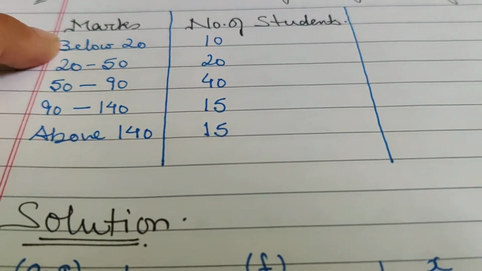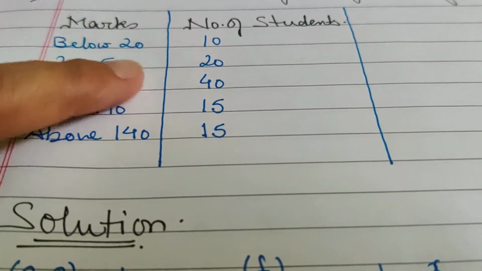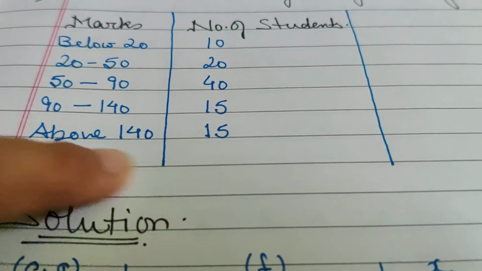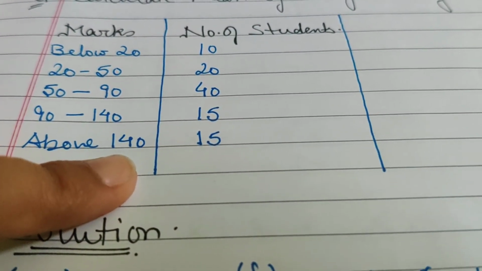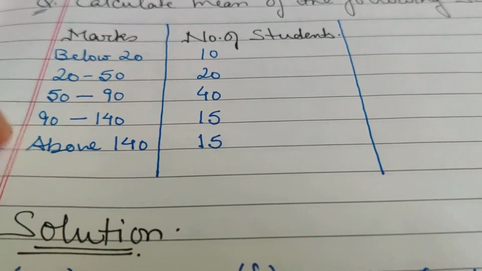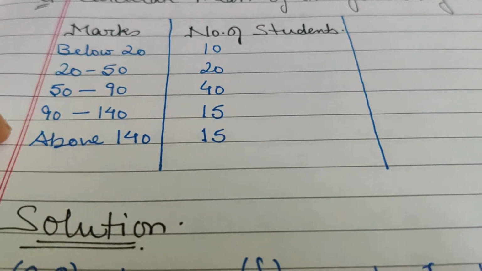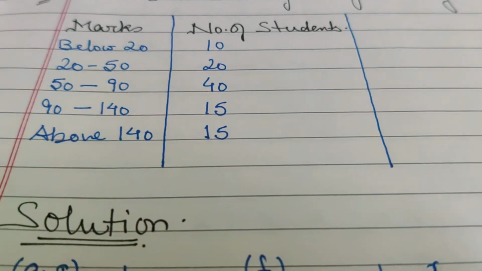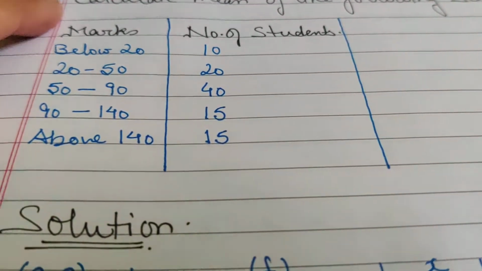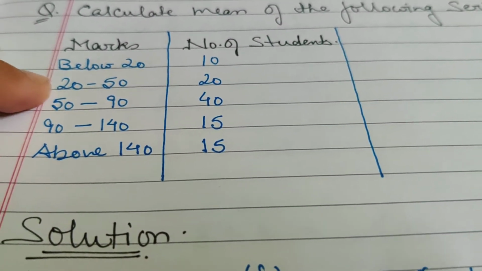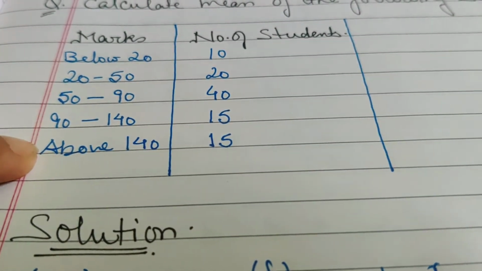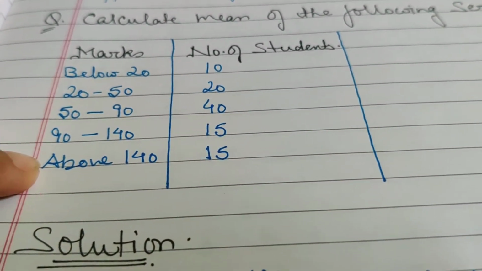So the classes will be 0 to 20, 20 to 50, 50 to 90, 90 to 140 and 140 to 200, because here the difference will be 60. Right? Because it is increasing every time by 10. The difference between the lower limit and the upper limit is increasing by 10 every time. So accordingly we have assumed this is 0 to 20, then 20 to 50, 50 to 90, 90 to 140 and 140 to 200.